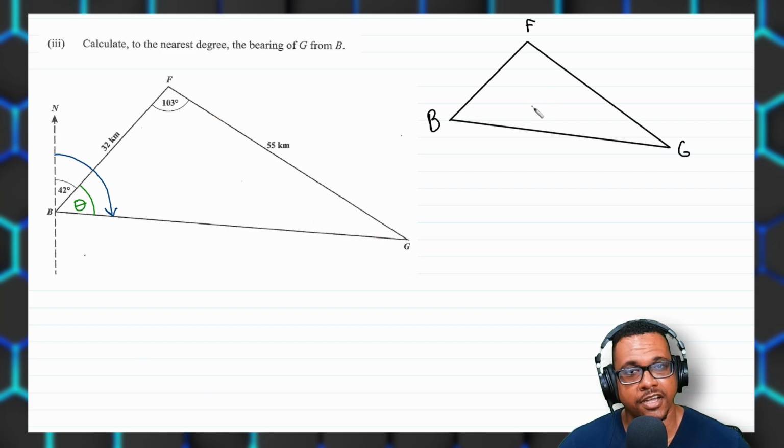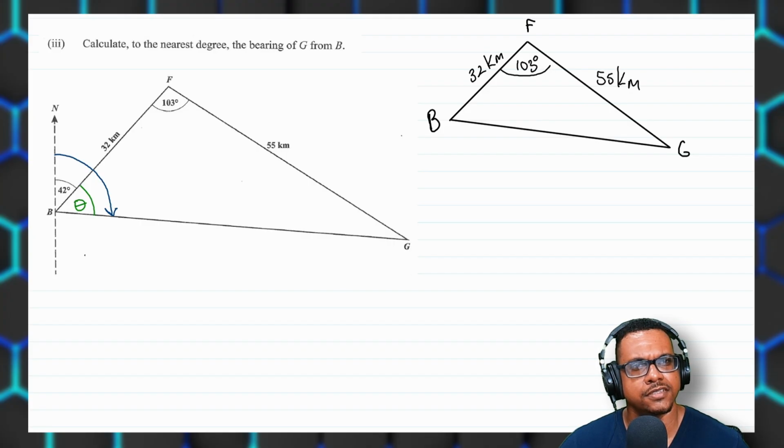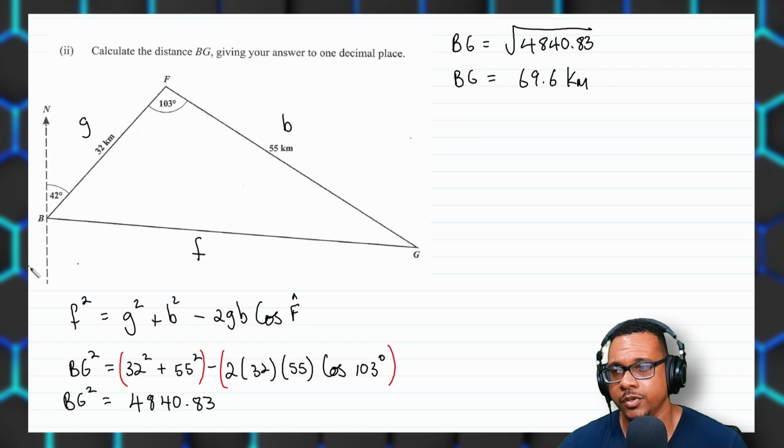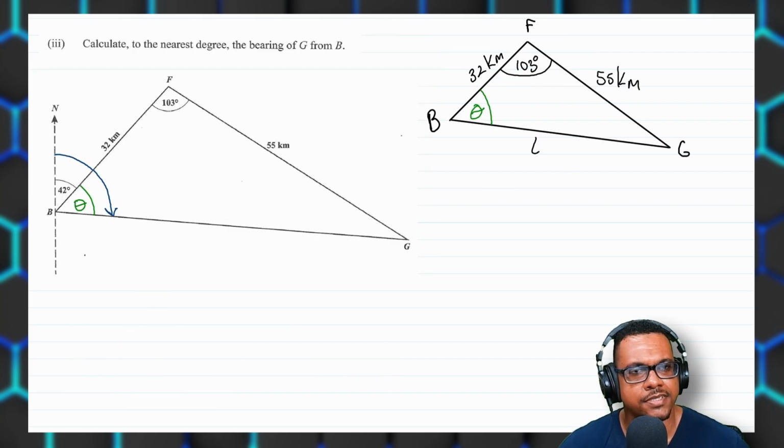All right, so here I have my triangle with F, B, and G. I'm going to put in the length of sides, which here is 32 kilometers. Here is 55 kilometers. This angle here was 103 degrees. And what we're trying to find is this angle here, theta. Now, if we also look back at the previous page, we worked out the length of the side BG as 69.6 kilometers. So you can put in that as well. So BG is 69.6. So here I'm going to put the 69.6 kilometers.